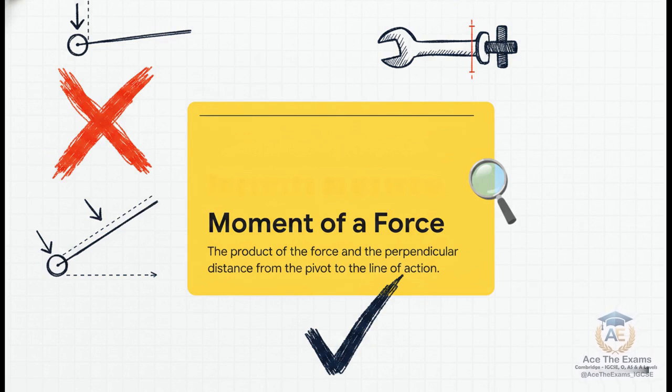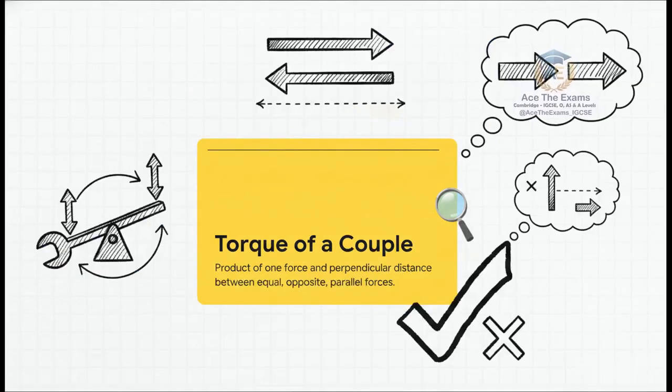If a force is applied at an angle to a spanner, you cannot just use the length of the spanner. No way. You must resolve the force to find the perpendicular component or find the perpendicular distance to the line of action. Finally, clearly defining torque of a couple prevents you from confusing these three interconnected yet distinct principles.